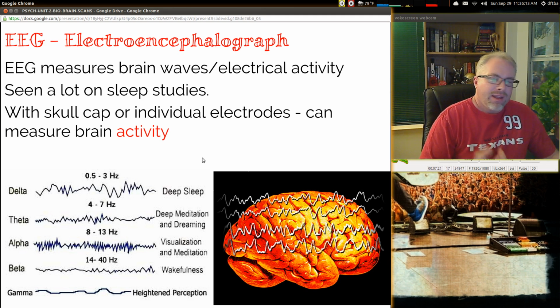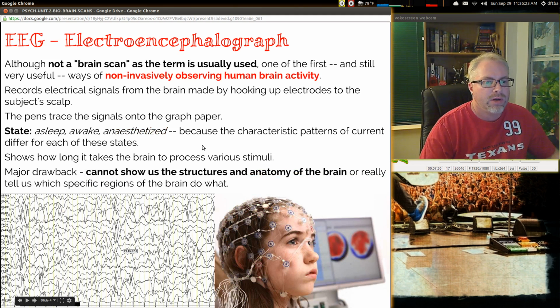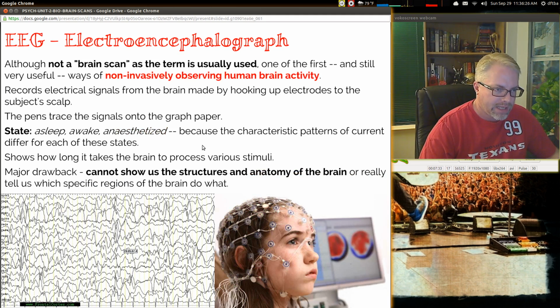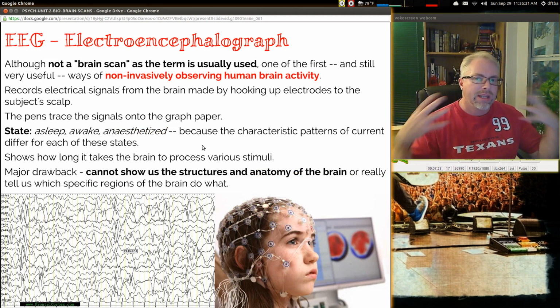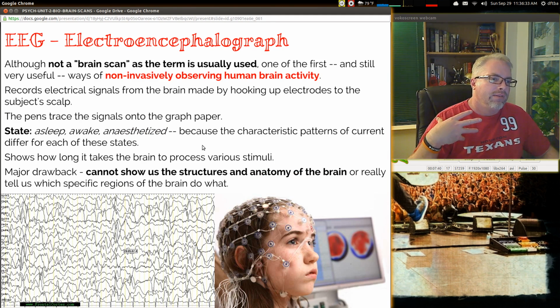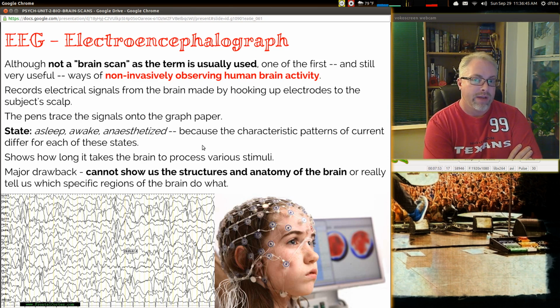So we don't really need to know that for our biology test, but it's important to know that you're talking about capabilities with the EEG that we don't have with some of these other scans. So although it's not a brain scan as it is typically thought, because you're not looking inside the brain, you're measuring very non-invasively, you're observing brain activity, and that can be very important because there could be some problems inside the brain. If you're looking at it structurally, you don't notice or see that there are issues, but it's not functioning properly.